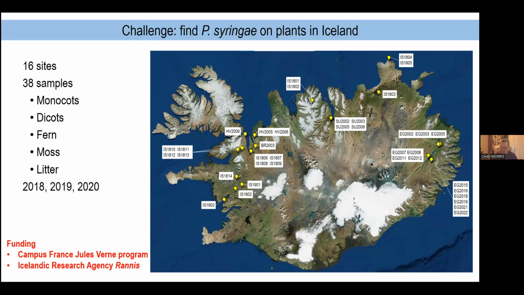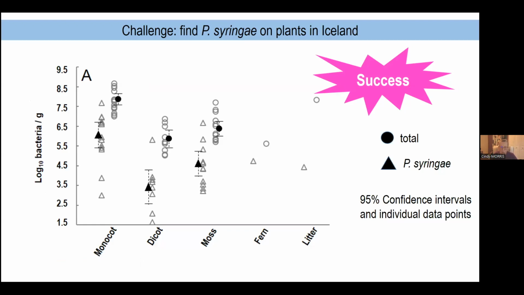So we had 16 sites all over, well, not all over Iceland. What's important is we weren't in the very, very far south, but we were mostly, because there's a lot of glaciers and it's more touristy, and it's complicated when you go there. It's easy, but it's too easy because there's a lot of people. So we had 16 sites and 38 samples. And so, yes, success. We found them on monocots, dicots, moss, fern, and litter.